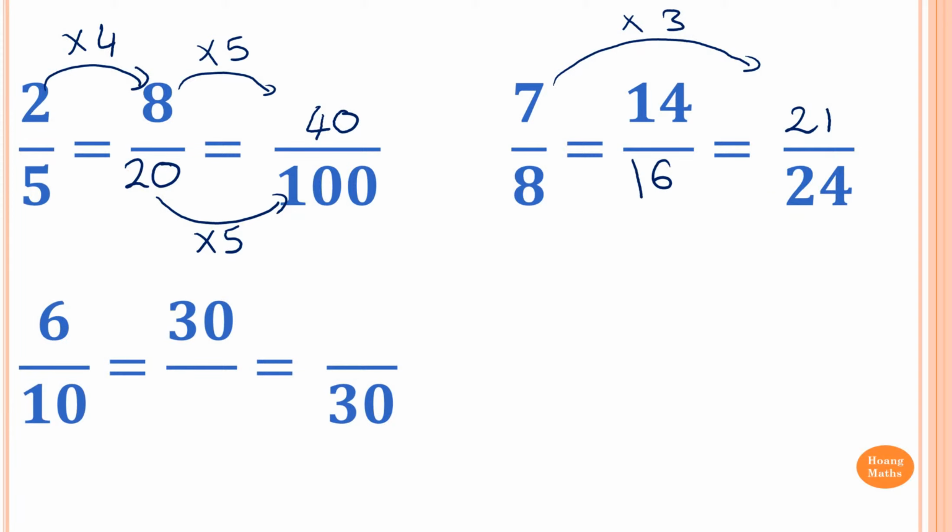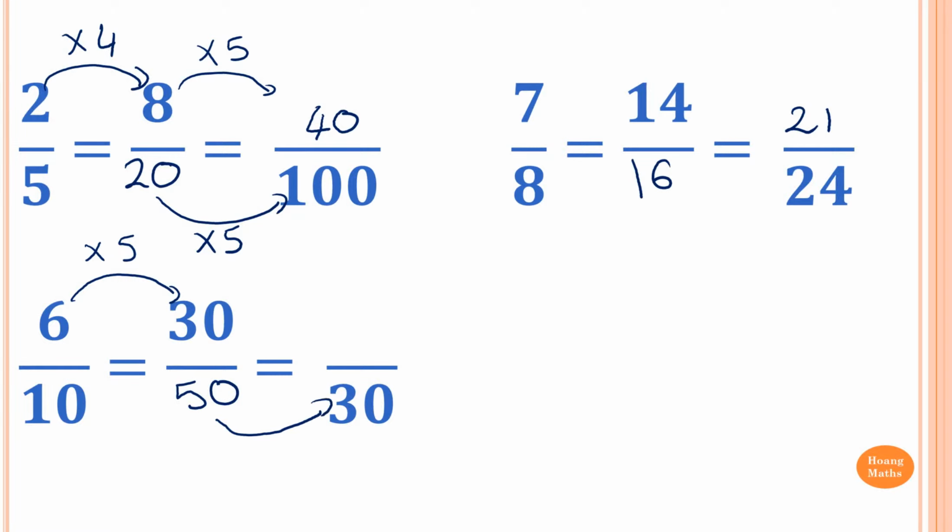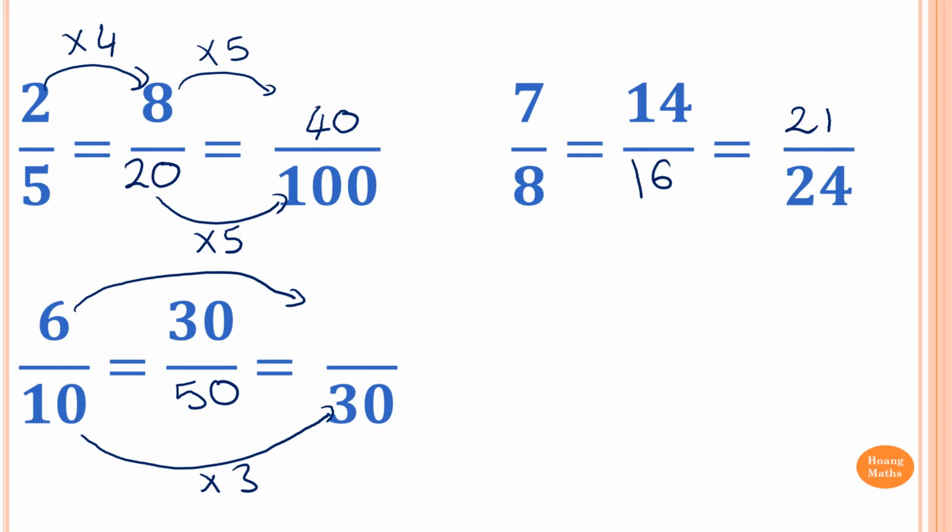6 over 10 is equal to 30 over something. So first of all, we know that from 6 to 30, we times by 5. So this number here must times by 5 as well. So 10 times 5 is 50. The last number here, from 50 to 30 is too difficult. But we can see that from 10 to 30 is times by 3. So therefore, to find the top number, all we need to do is from 6 to this number here, we times by 3 as well. So 6 times 3 is equal to 18.